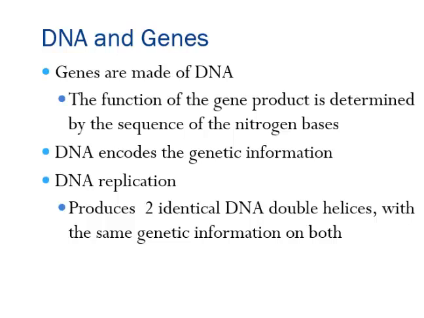Now, we happen to have different amounts of DNA than goldfish do, but the DNA is what programs the amino acids to do what they do. So genes are made of DNA, and DNA encodes genetic information. The way DNA actually works is that it produces 2 double helixes, or double helices, with the same genetic information on both, and that's how the cell replicates.